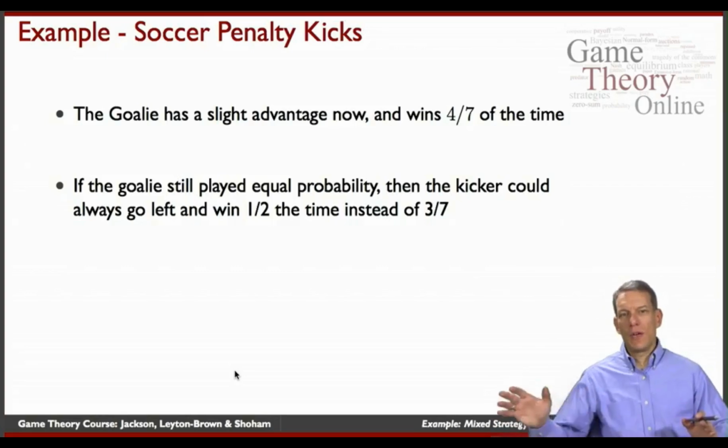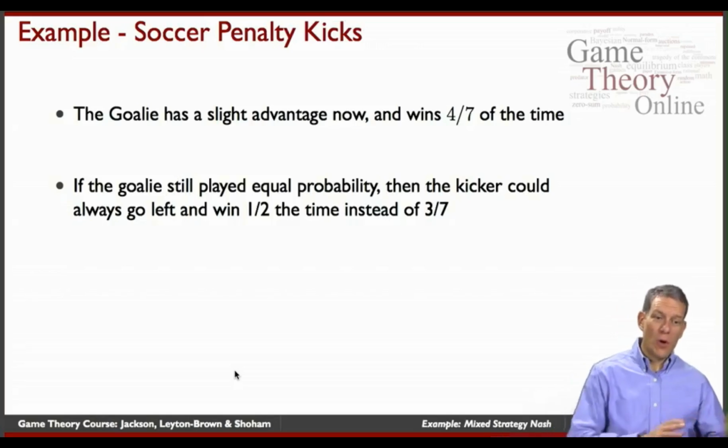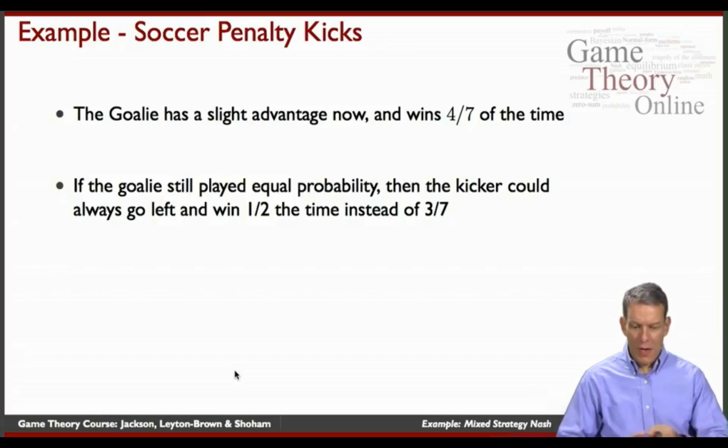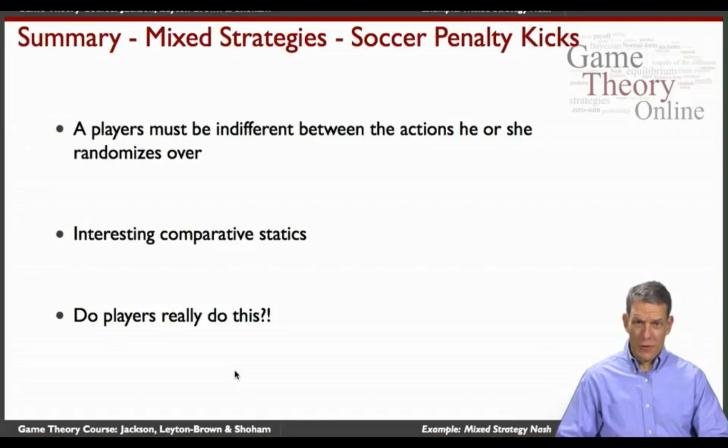That pushes the kicker towards their weaker side in order to make sure that the goalie is willing to go to the left side with a higher frequency. So by adjusting the strategy to keep the kicker indifferent, the goalie actually takes advantage of the kicker's weak right kick and wins more often. Okay, so just in terms of summary, in mixed strategy and soccer penalty kicks in general, players must be indifferent between the things that they're randomizing over. That produces very interesting and subtle comparative statics.